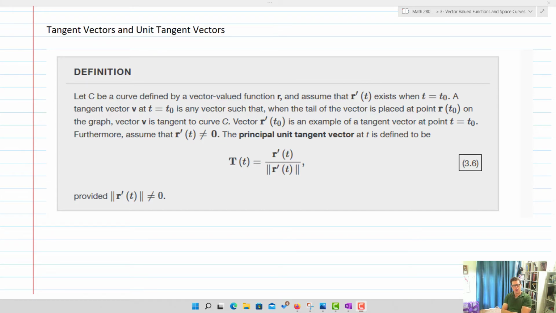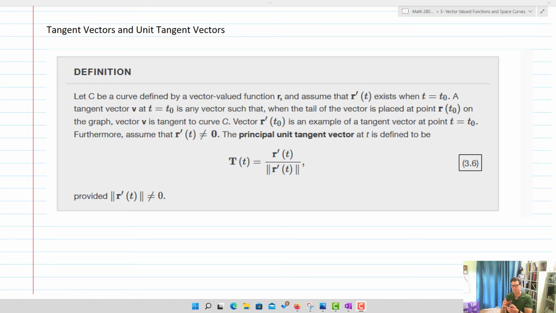The vector r prime of t naught is an example of a tangent vector at the point t equals t naught. So we'll pick a particular value for a parameter, a lot like how we were doing parametric equations before. And if we assume that r prime of t is not the zero vector, by the way, that's the zero vector, not 0, then we can also have something called a principal unit tangent vector at t, which is basically a unit vector. So remember, it's a vector of length 1, and now it's going to be in the direction of the curve at that particular point, in this case t, or at t naught.